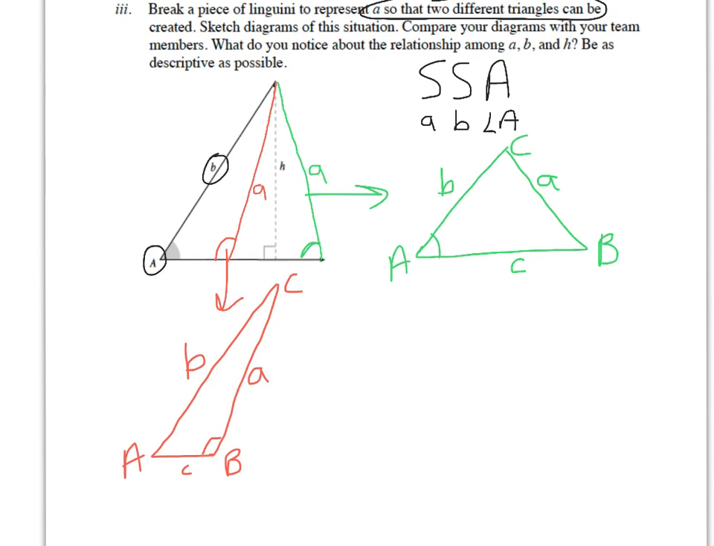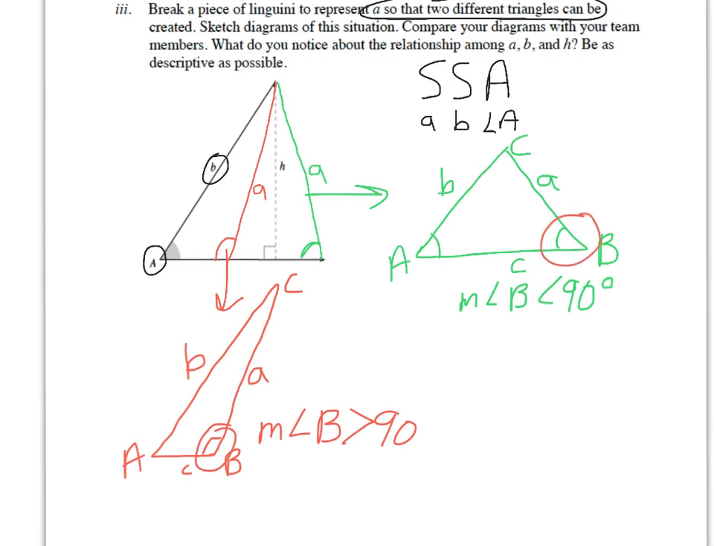So in our triangles, here's what we're creating. In the green triangle, the measure of angle B is going to be less than 90 degrees. And in the red triangle, that measure of angle B is going to be greater than 90 degrees. They're actually going to be supplementary to each other. In other words, if you add up these two angle B's, you'll get a total of 180 degrees.